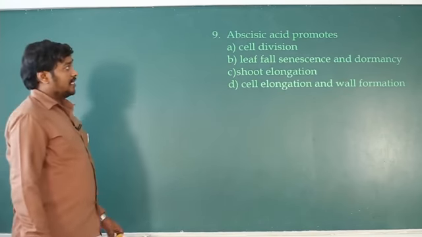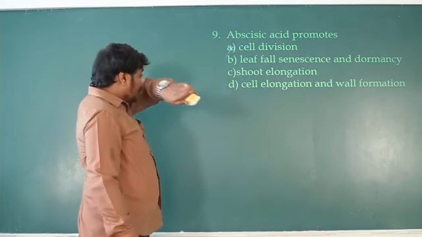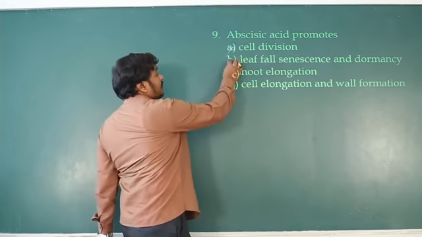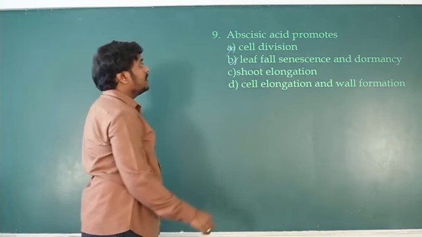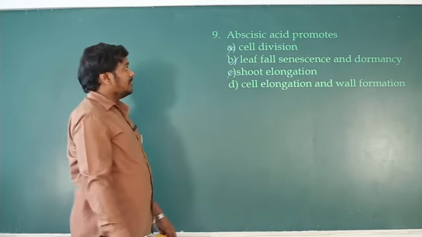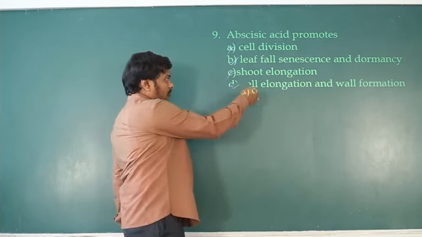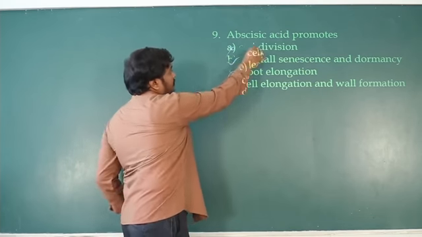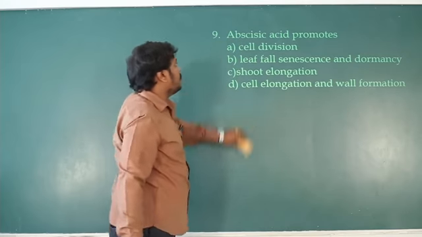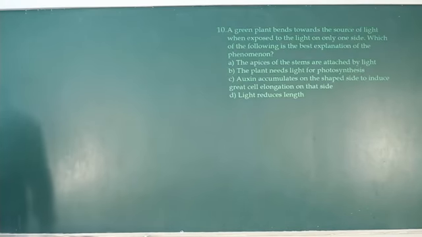Abscisic acid promotes cell division? Never, it does not promote cell division. Leaf fall, senescence and dormancy. So it helps in leaf fall and senescence. Shoot elongation, no. Shoot elongation is either auxin or gibberellin. Then cell elongation and wall formation, no. Cell elongation and wall formation is by auxin. So with abscisic acid, senescence and dormancy come. Okay. So next question.